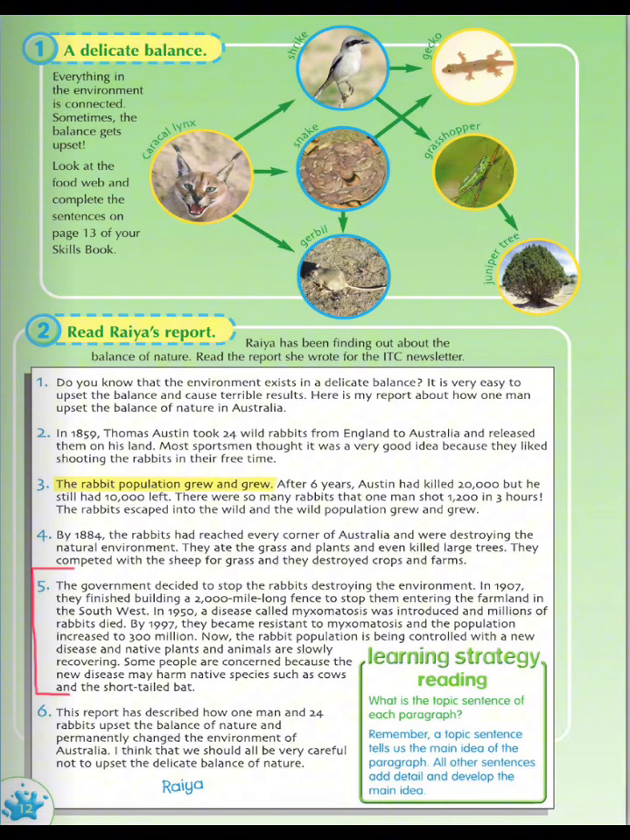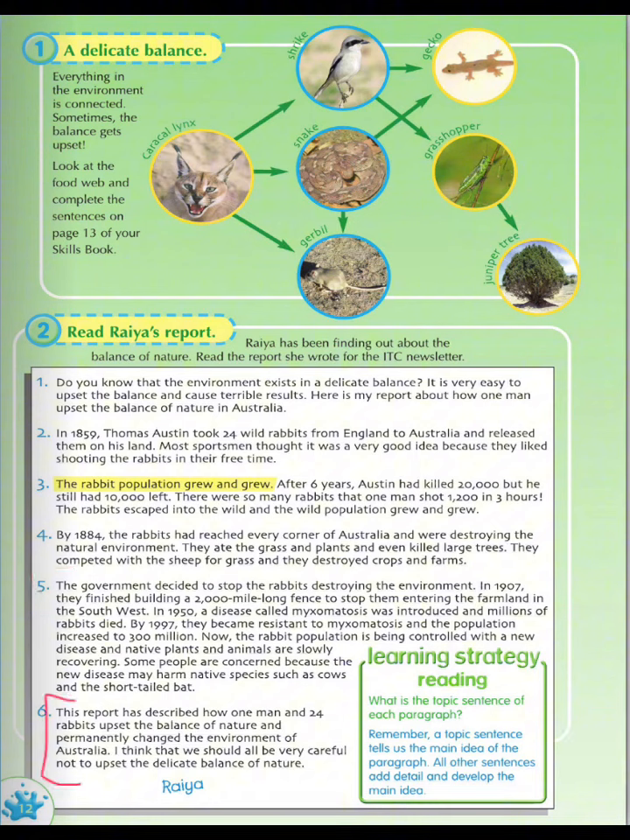By 1997, they became resistant to the myxomatosis and the population increased to 300 million. Now the rabbit population is being controlled with a new disease and native plants and animals are slowly recovering. Some people are concerned because the new disease may harm native species such as cows and the short-tailed bat.